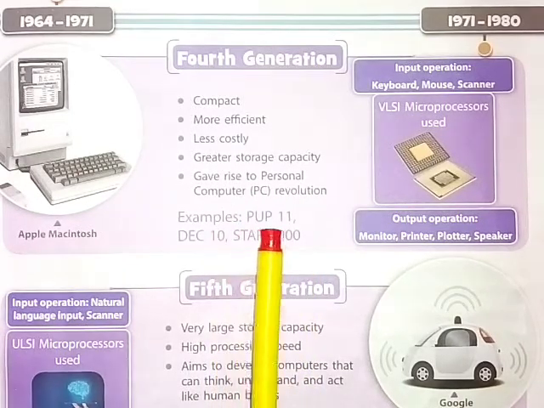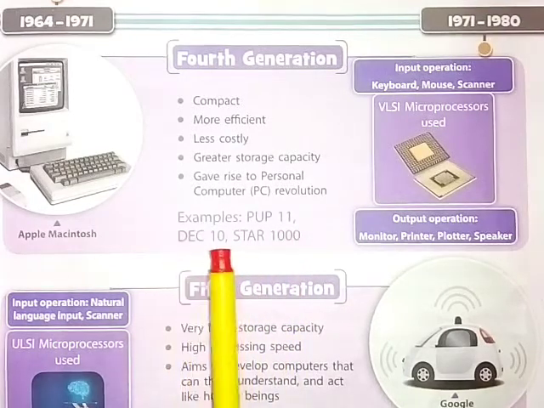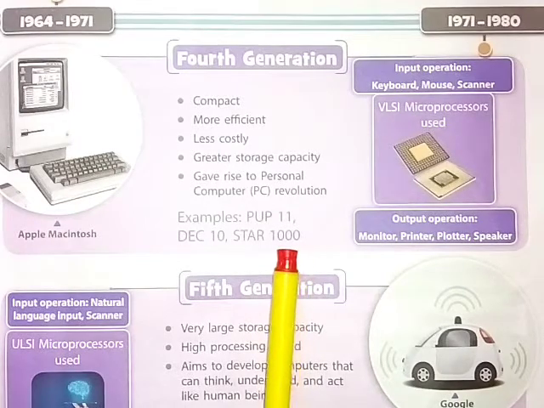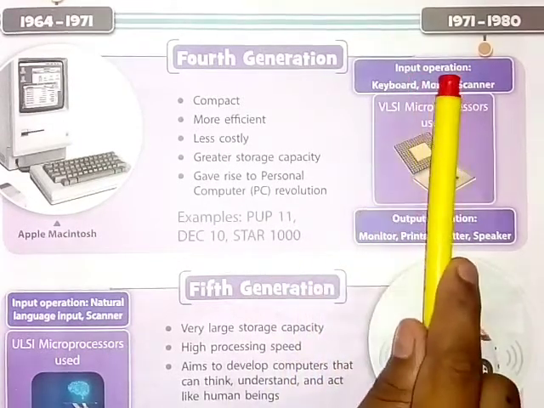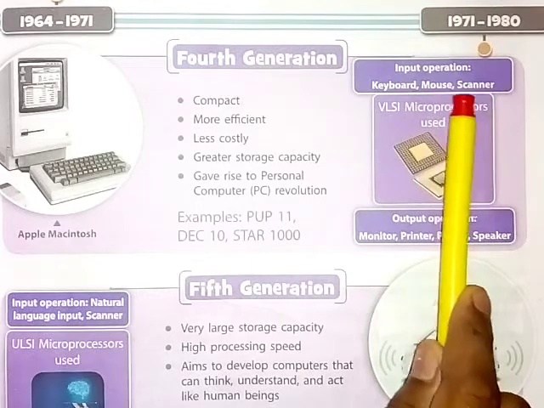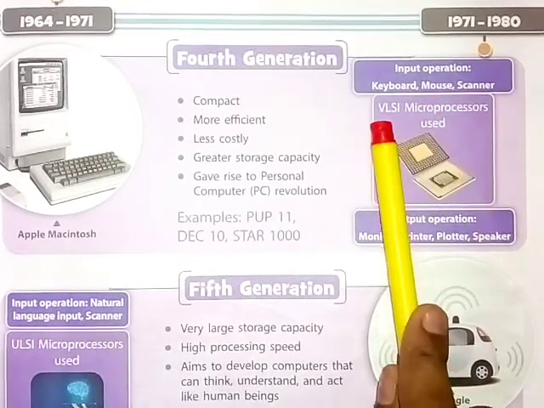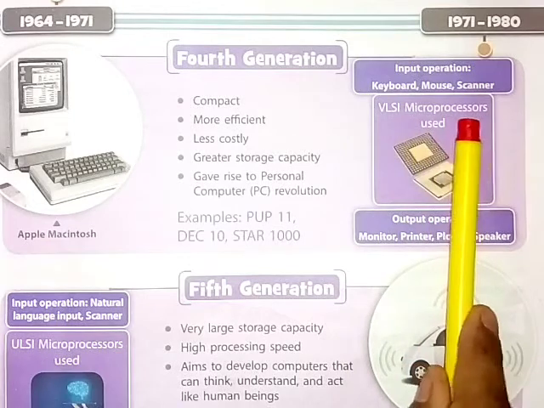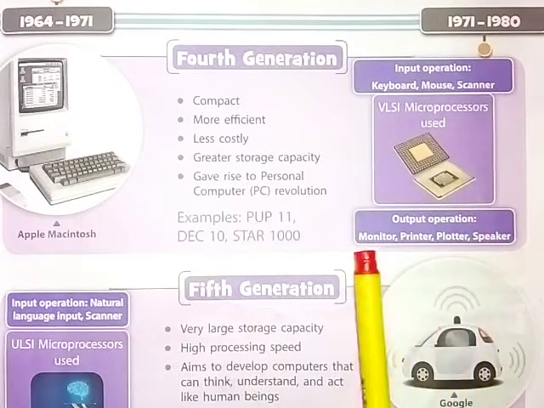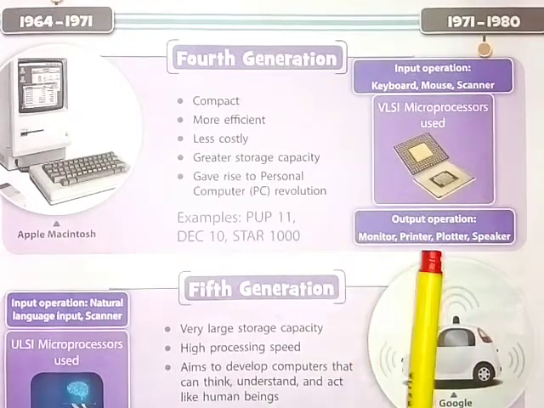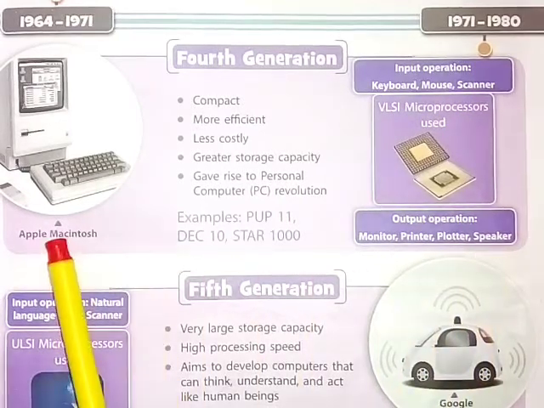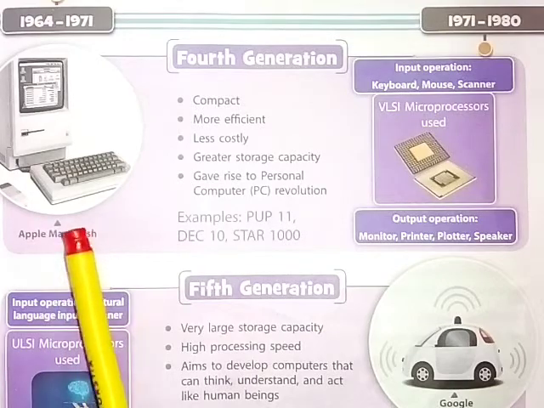Examples: PDP-11, DEC10, Star 1000. For input operation, it used keyboard, mouse and scanner. VLSI microprocessors were also used. For output operations, it used monitor, printer, plotter and speaker. This is Apple Macintosh.